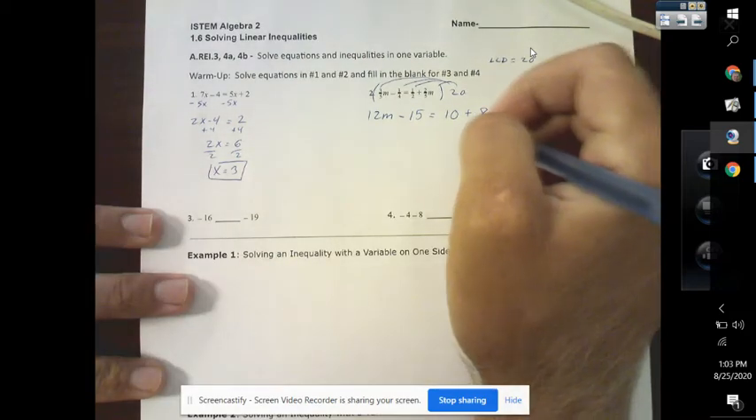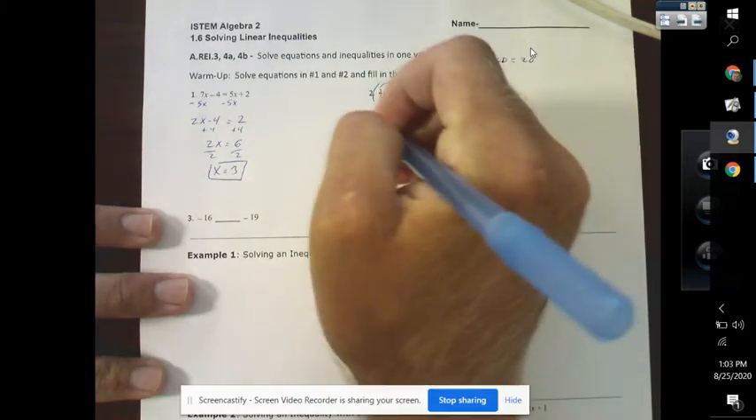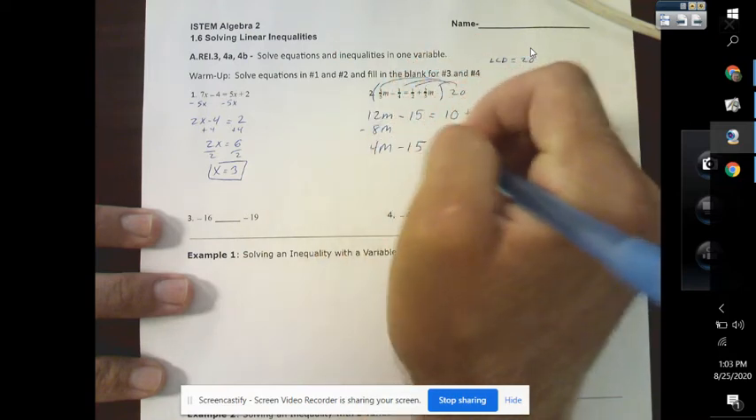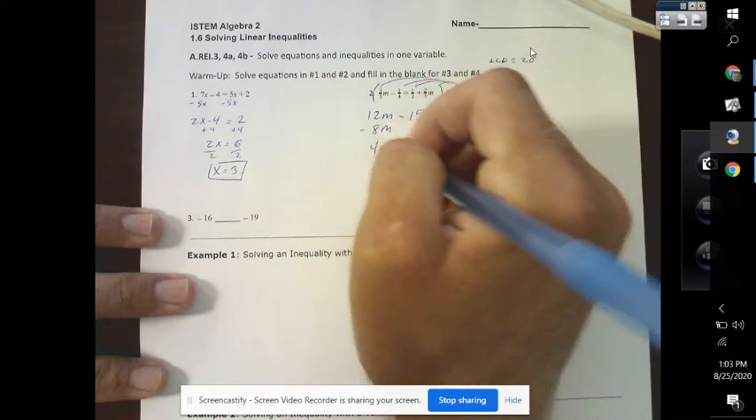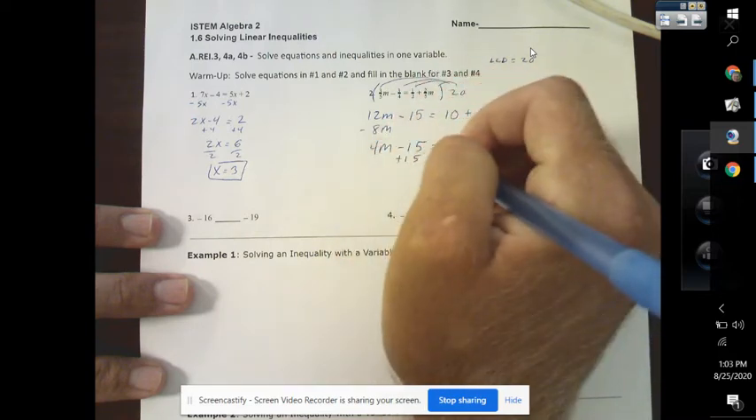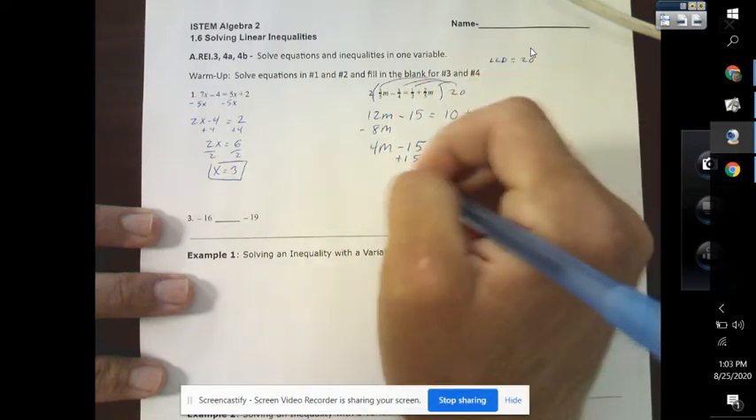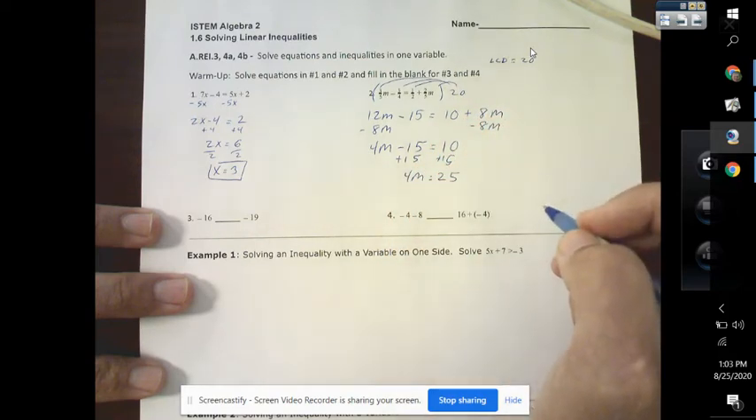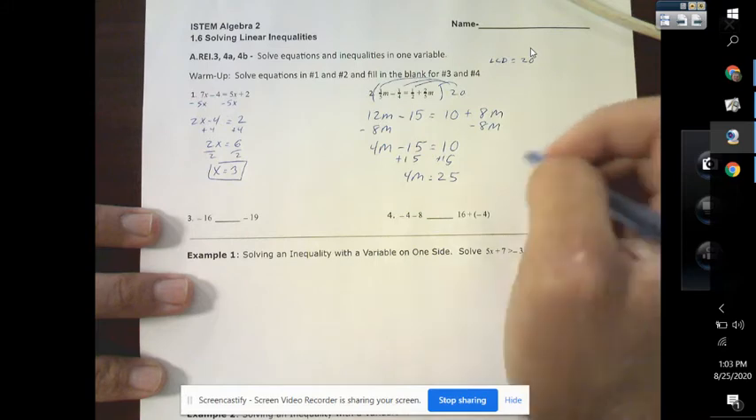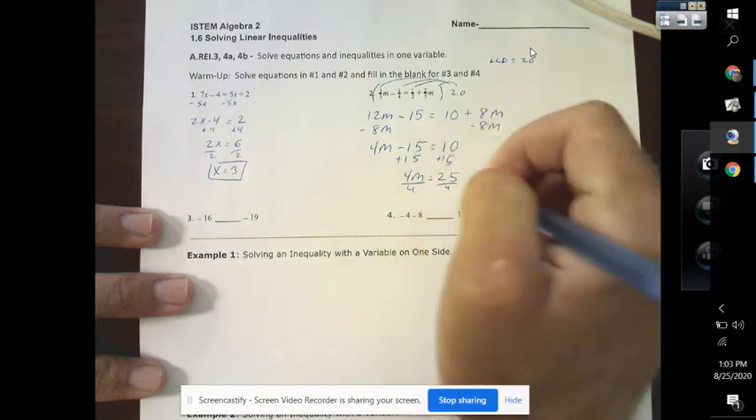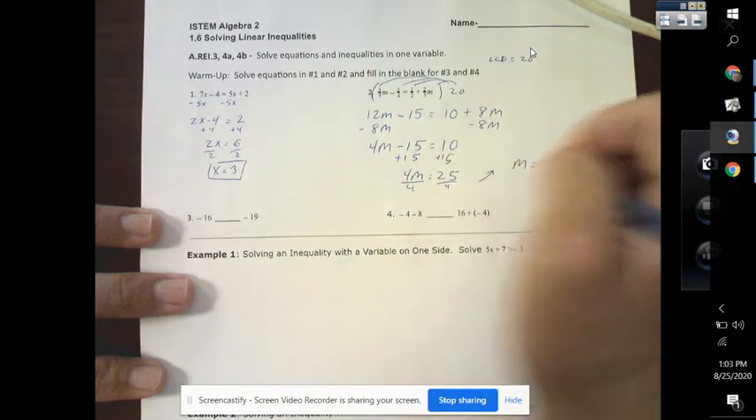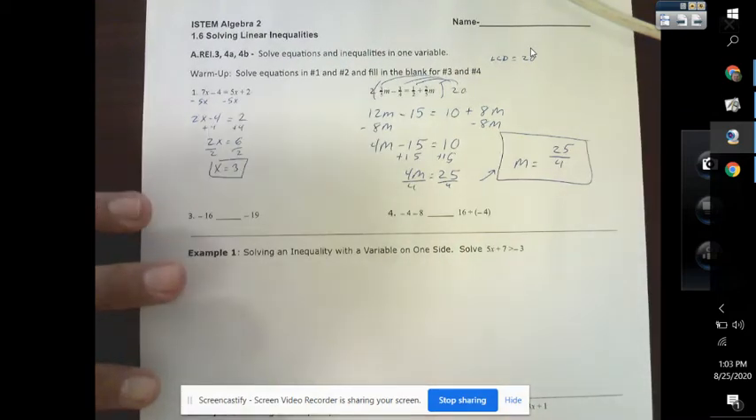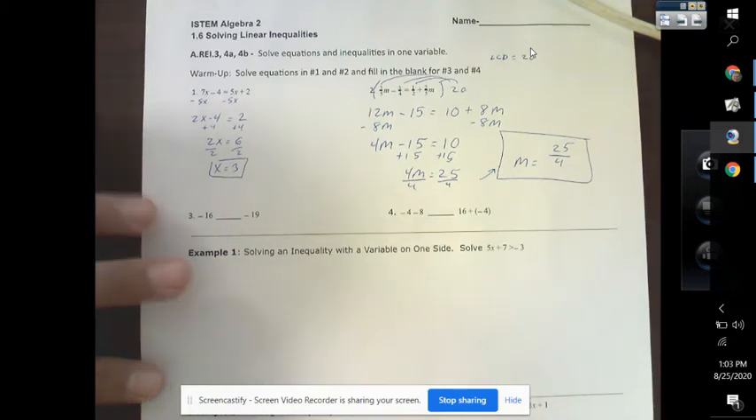Let's get everything on one side. Subtract 8m over. 4m minus 15 equals 10. Add 15 over. 4m equals 25. Okay. And then if I divide by 4 on both sides, we'll get our answer of m equals 25 over 4. You're all good. Okay. Wonderful.